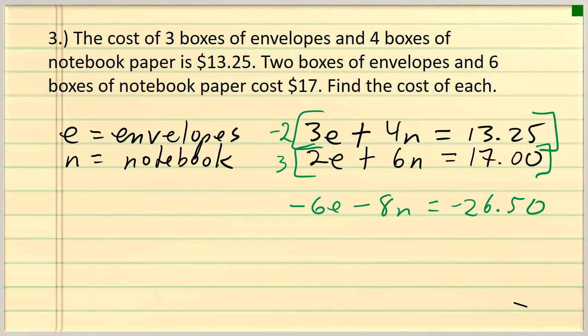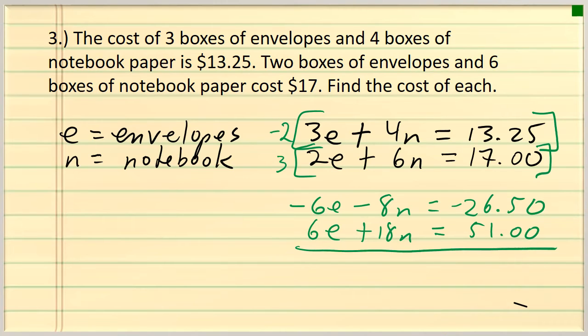-$26.50. Multiply 3 times 2E and I get positive 6E plus 18N equals $51. Now I can add the 2 equations together. Remember I said I never subtract. -6E plus 6E is 0. I don't need to write the 0. -8N plus 18N is 10N. And -$26.50 plus $51. All right, I'm going to get the calculator out to make sure I do this correctly.